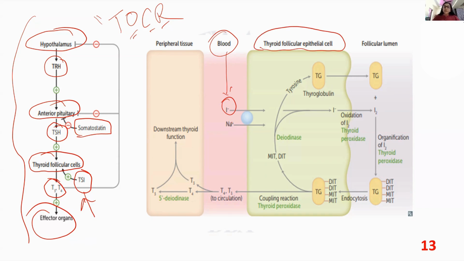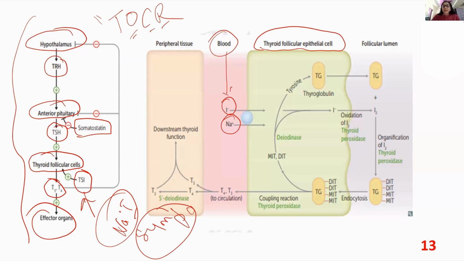This iodine is transported along with sodium. There is a sodium iodine symporter. Symporter means anything that goes together, so that is symport. The sodium iodine symporter takes inside both sodium as well as iodine. So this is the iodine present in the food we eat, and it reaches the blood. The first step is iodine trapping.